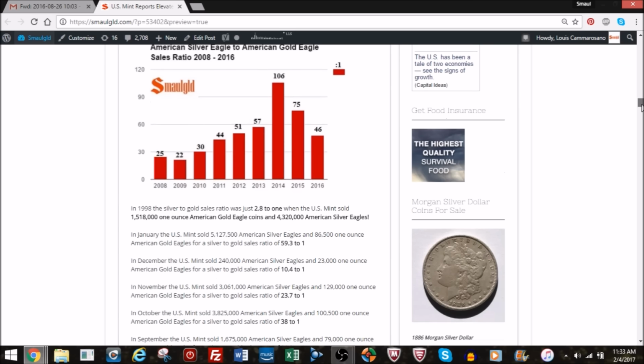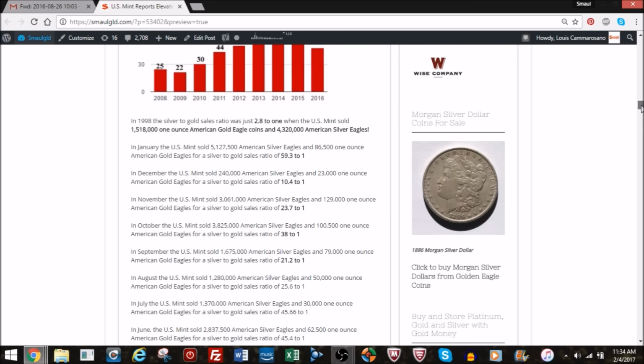I list here the month by month. I'm going to make this into a monthly chart so you can see it rather than by year. We'll track the year together. We'll put together the silver to gold sales ratio by month, and then we can track it and see how it works out by month.